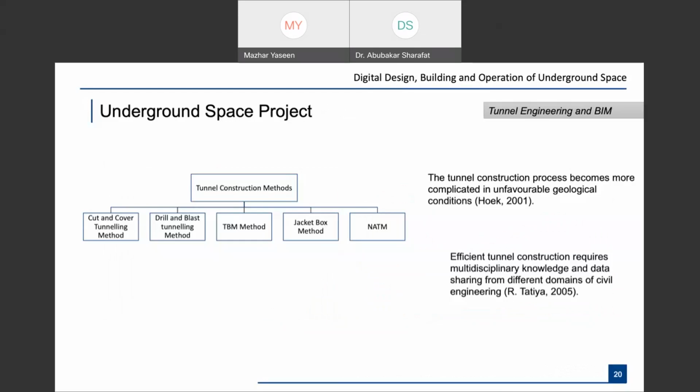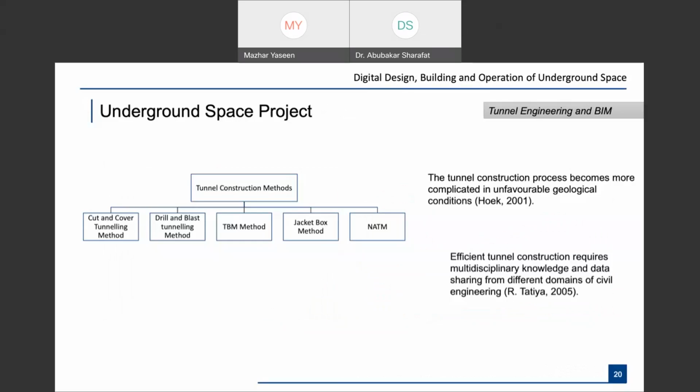Okay, so as I told you, the process is totally different in underground space, and it becomes more complicated when you talk about unfavorable geological conditions. So when you talk about tunneling engineering, it requires multidisciplinary knowledge and data sharing from the different domains of civil engineering.